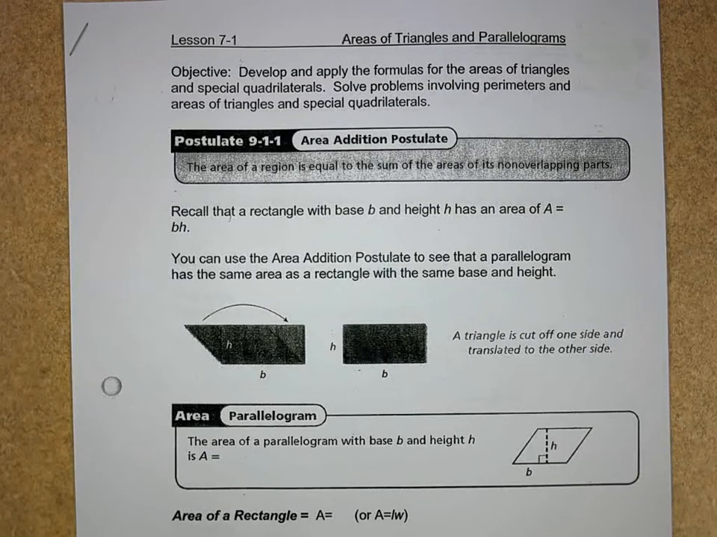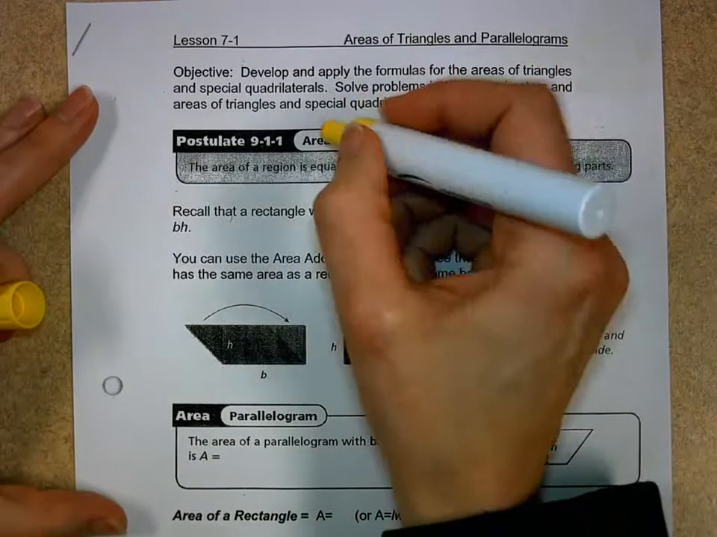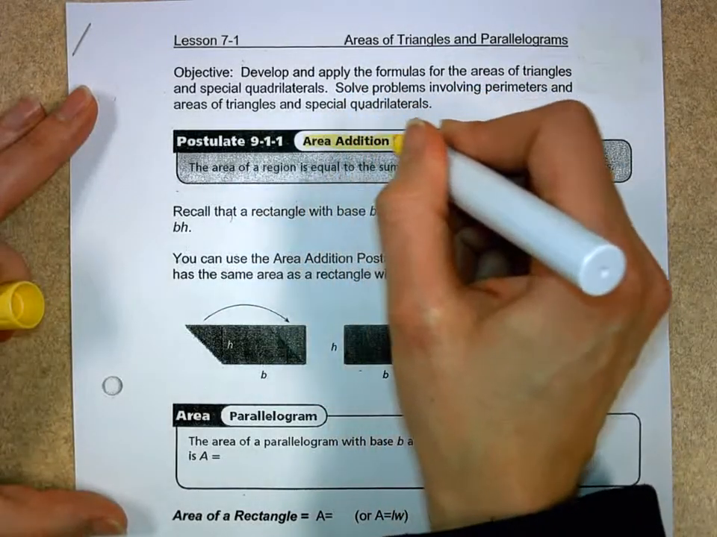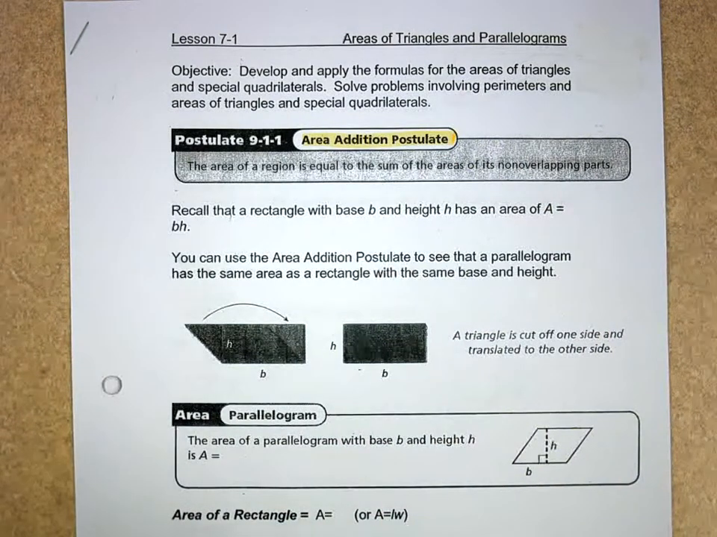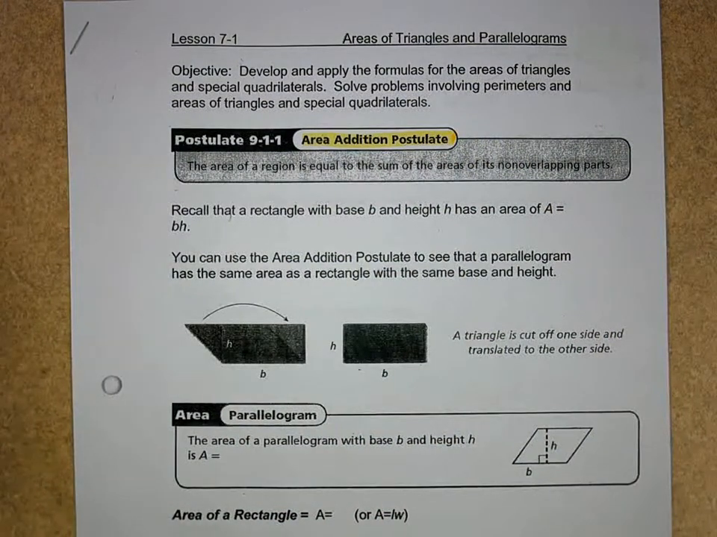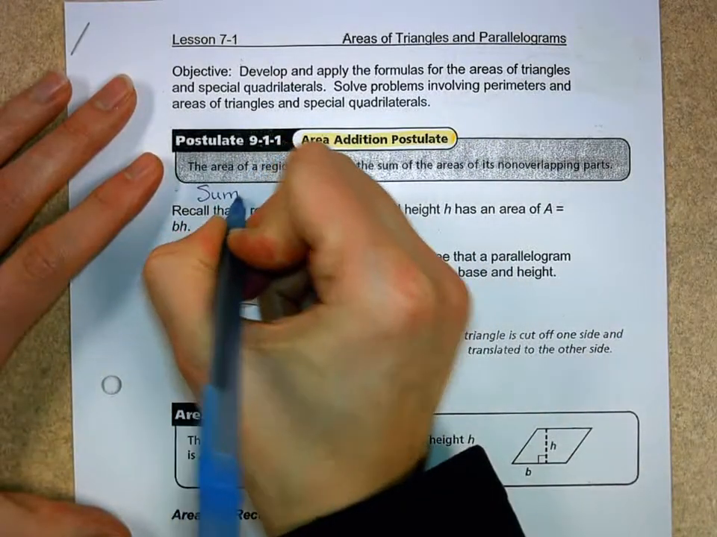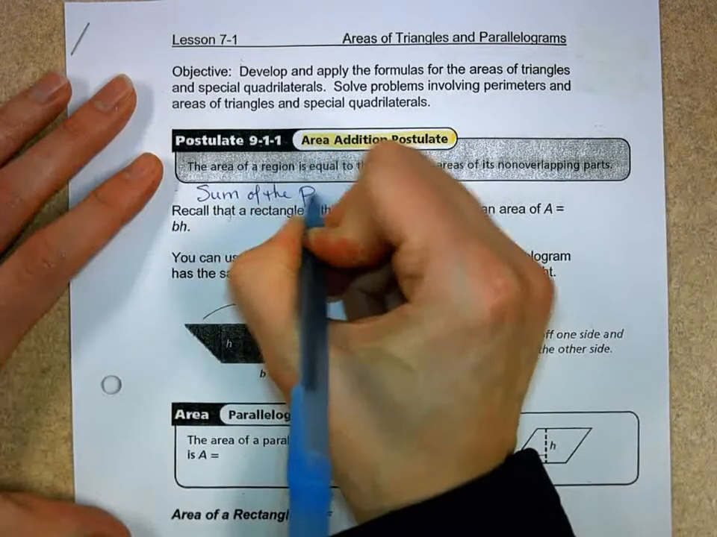We're talking about area, volume. I'm going to go through this like you've already had this before, because guess what? You have. So I'll be in a little more detail, but the first one is a postulate I want you guys to emphasize. It's the area addition postulate. And basically it means the sum of the parts equal the whole.